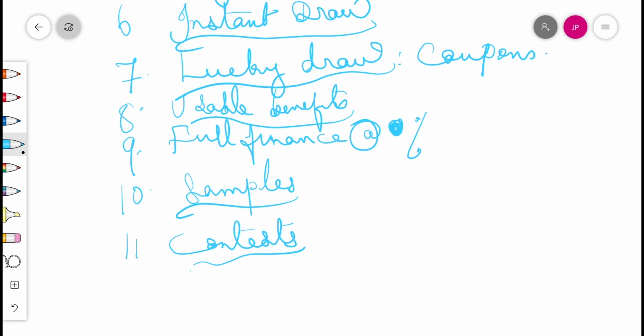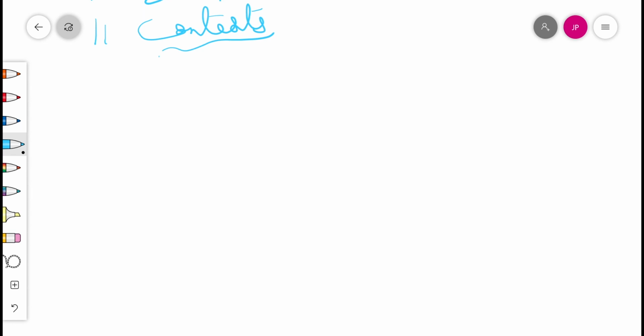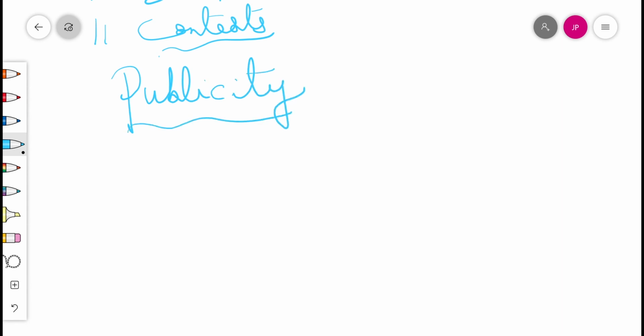We have seen now minimum 11 are there. Tell me what is the fourth promotional tool. You have to write in that box, fourth column in your notebook. That is publicity. What is publicity? Publicity is a non-paid and non-personal form of communication. It takes place when any news regarding a product or service is presented in the mass media.